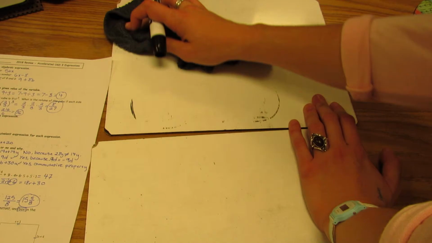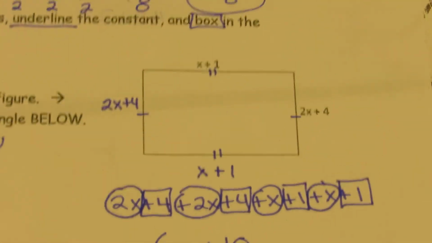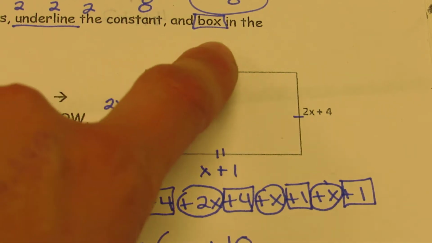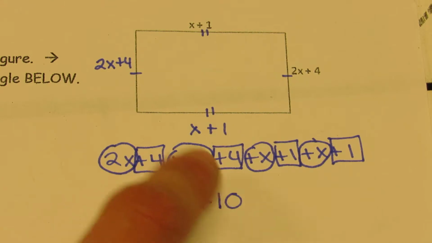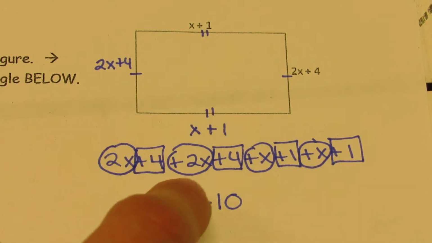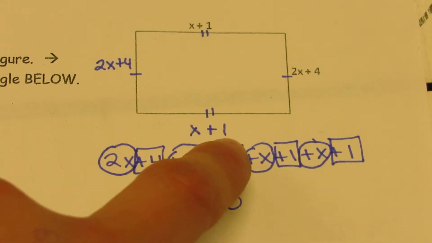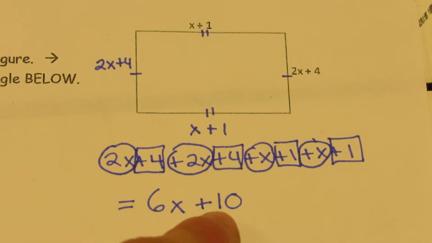Number 11, we did that one in class as well. You guys know that perimeter is adding all the sides. So if you need to rewrite your expression just like this, that works as well. So basically you see that I just rewrote on both sides the equivalent side length. And then at the bottom, I just rewrote 2x + 4 + 2x + 4, because I have two sides, plus x + 1 + x + 1. And then I went ahead and I combined my like terms to get 6x + 10.